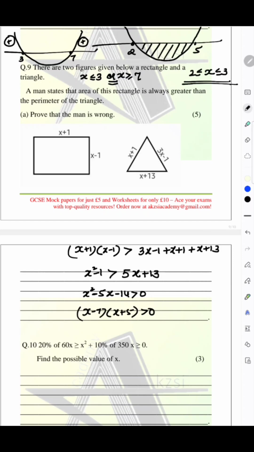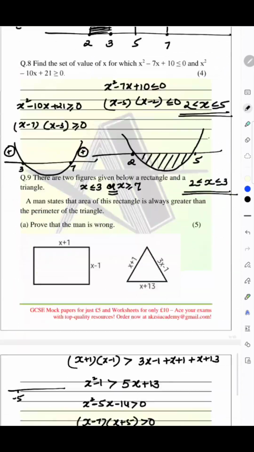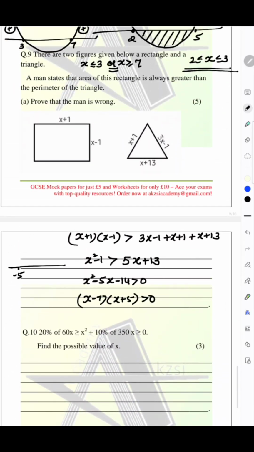Now if I solve this one on quadratics, your answer is x1 is negative 2 and x2 is positive 7. And greater than 0 means x can take all the values that are lesser than negative 2, or x can take all the values that are greater than 7. Obviously, we will not be considering the negative values, so we will be focusing on the positive values.